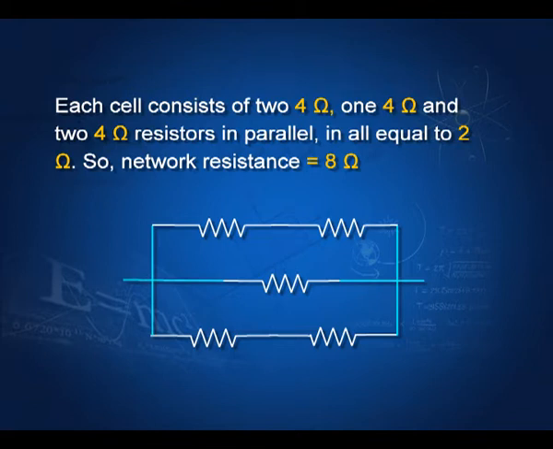So, we have 1 by 8 plus 1 by 8 plus 1 by 4, and that adds only to 2 ohms. So, each of these cells has resistance 2 ohms, and there are 4 of such. Therefore, the total resistance between A and B is 8 ohms.